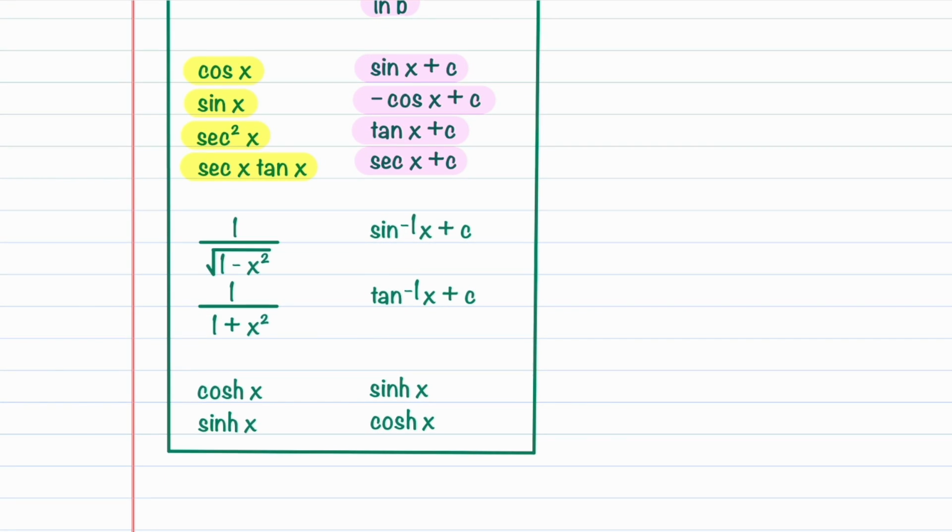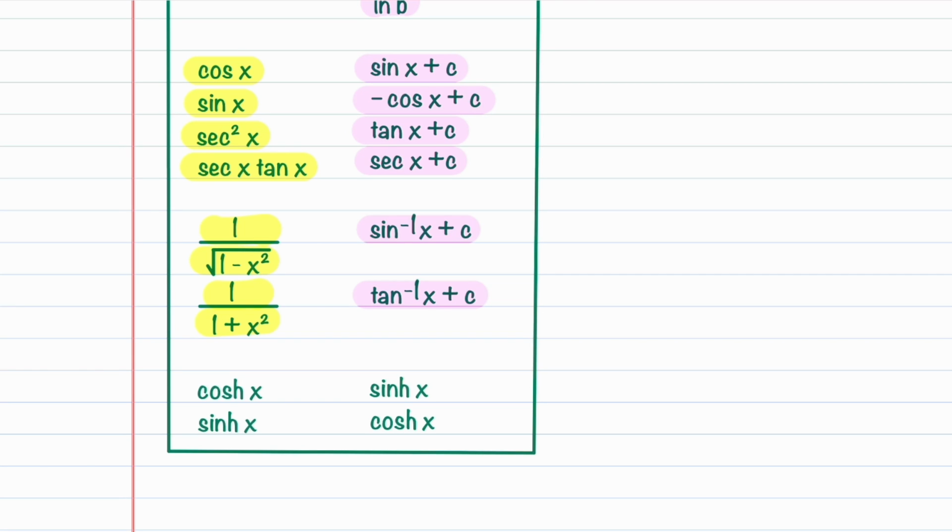The next two that I've written down have antiderivatives that are inverse trig functions. This is the first one. That antiderivative is inverse sine x. And then our second one, 1 over 1 plus x squared, that antiderivative is inverse tan x plus c.